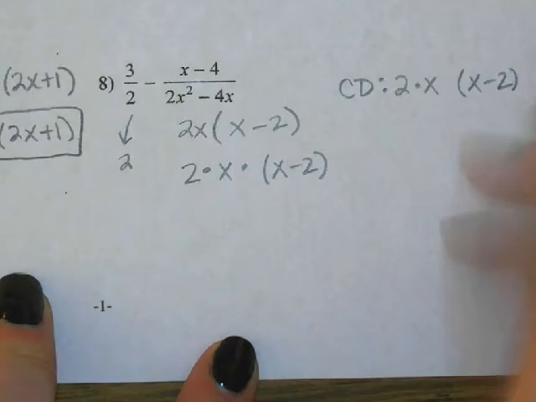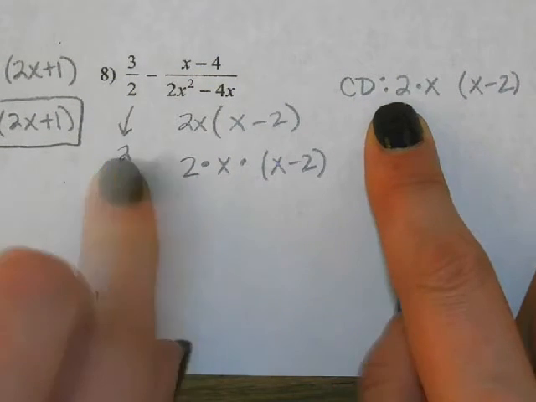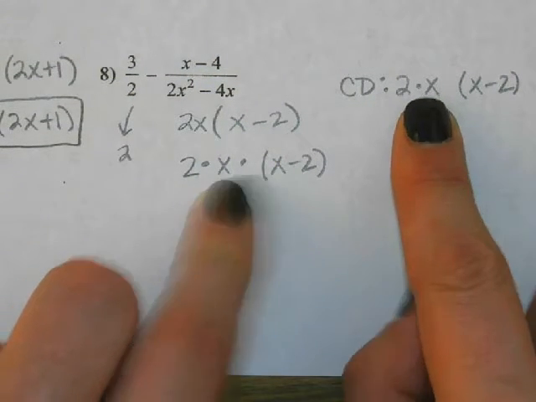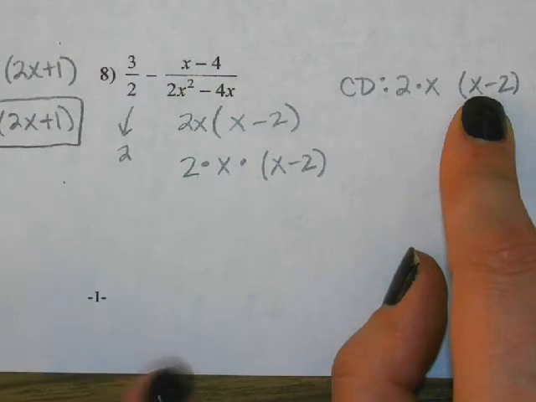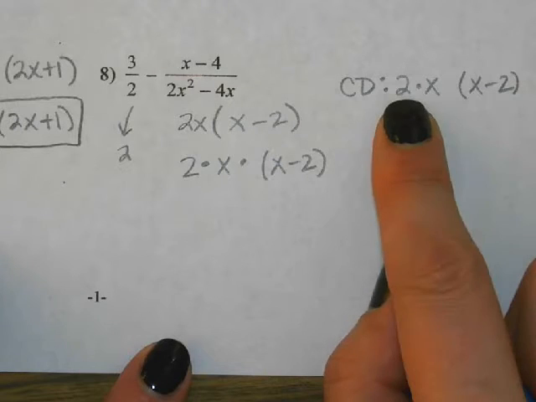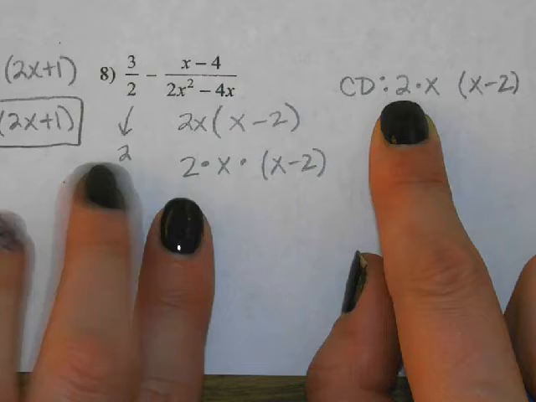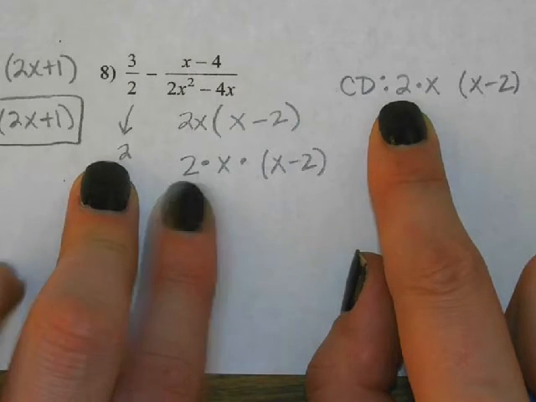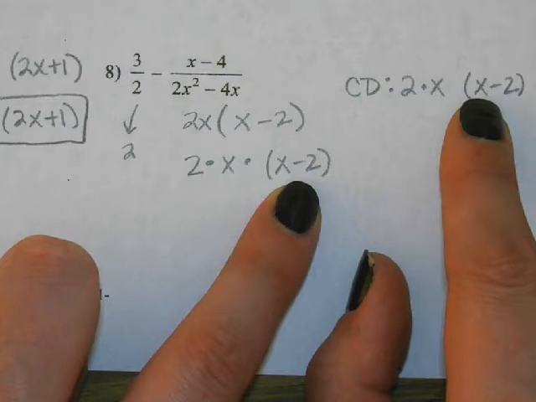So it needs an individual 2, they both have individual 2's. It needs an individual x, and then it needs the group x minus 2. It needs an individual 2 because they both have that. It needs an individual x, and then it needs the group x minus 2.